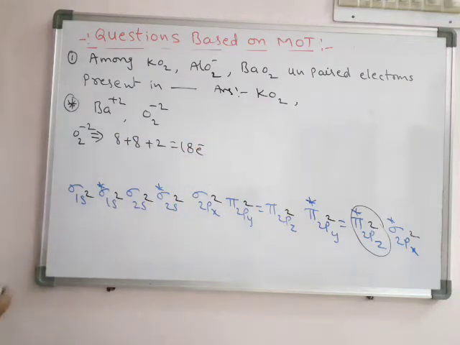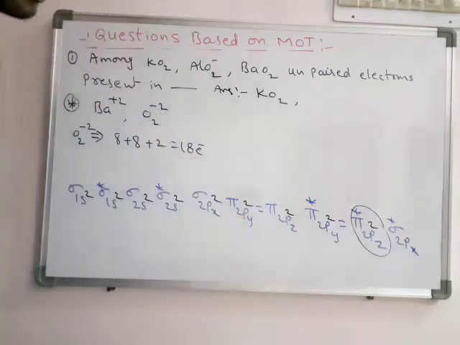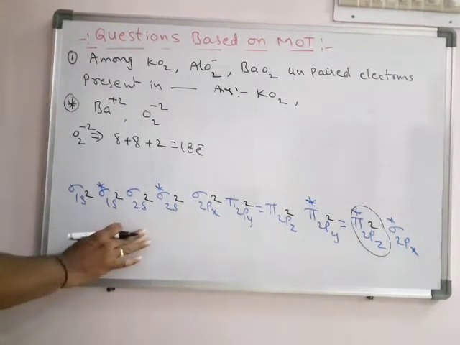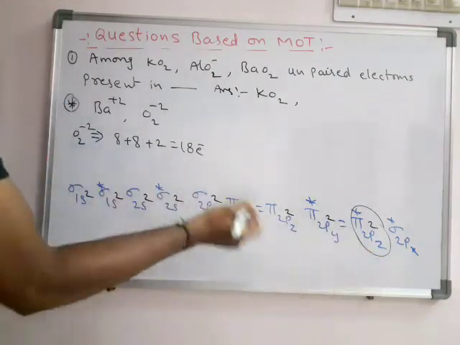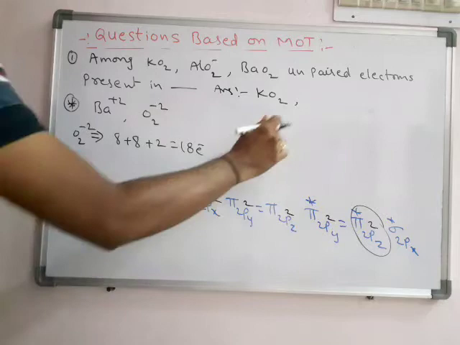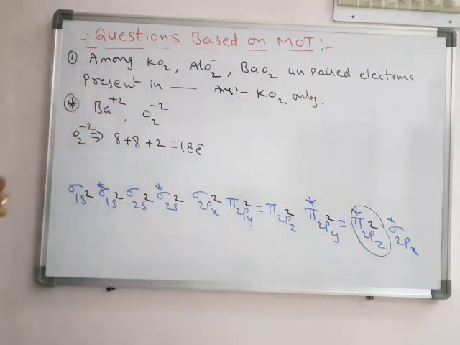It's called barium peroxide. So fill up 18 electrons, the same configuration, just remove 2 electrons. Now also there are no unpaired electrons: 2, 4, 6, 8, 10, 12, 14, 15, 16, 17, 18. Right, there are no unpaired electrons. So only KO2 has an unpaired electron, only one electron. Like this we need to take the configurations.